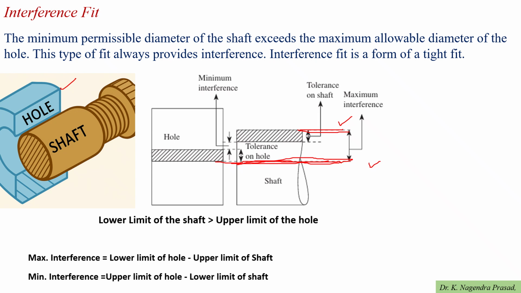Similarly, what is the amount of minimum interference? It is the difference between the upper limit of the hole and the lower limit of the shaft. This is the minimum interference. So minimum interference is the upper limit of the hole minus the lower limit of the shaft. So this is the amount of maximum interference and minimum interference.